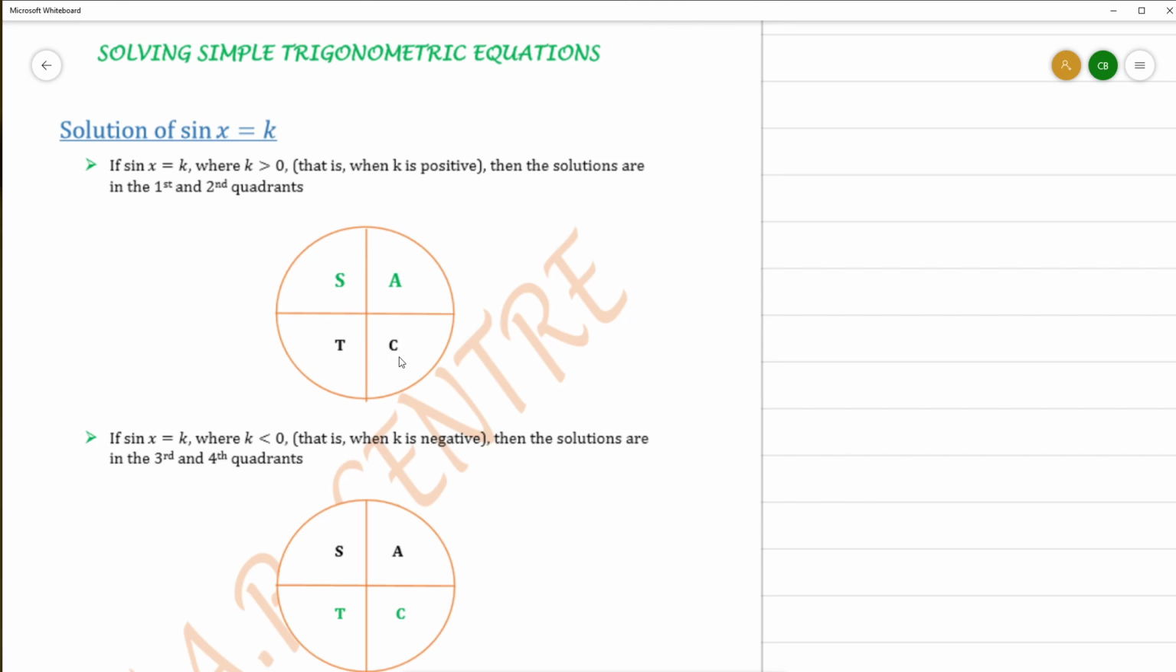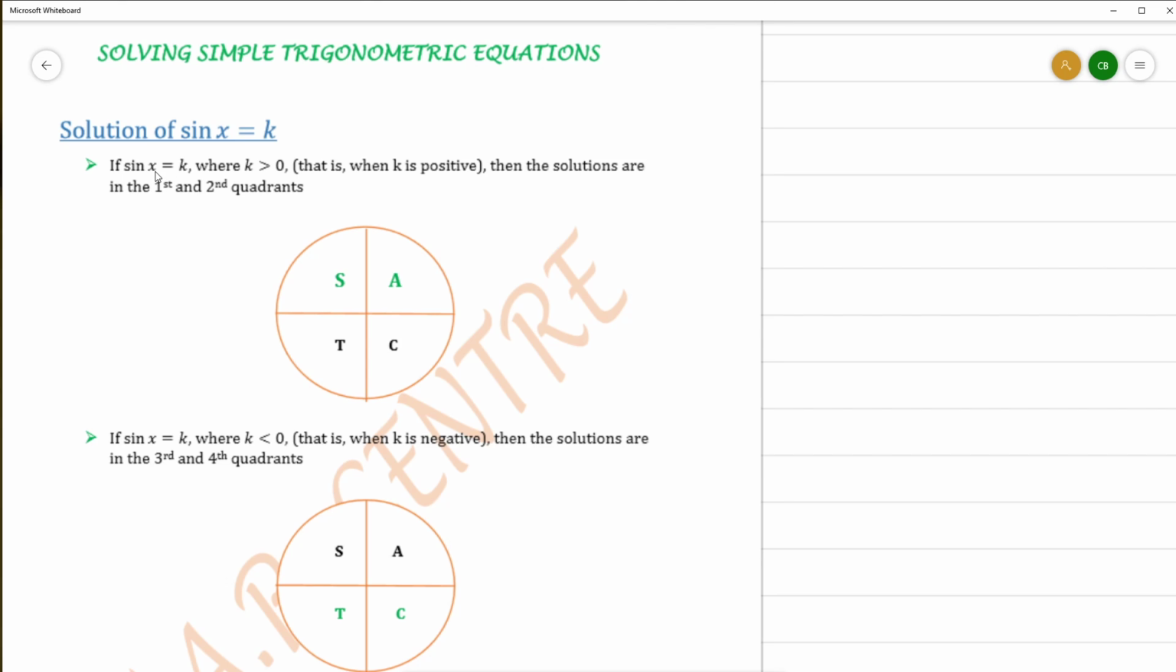So if you look at a diagram, this is similar to the previous diagram without the additional information. We know that this is first quadrant, second, third, and fourth now. ASTC is written there again. So A, all of them positive here, and S means sine is positive here. So going back to our note, where k is a positive number, then the solution would be in the first and second quadrants. It's important to know which quadrants are relevant when we have to find the value of x in solving equations.